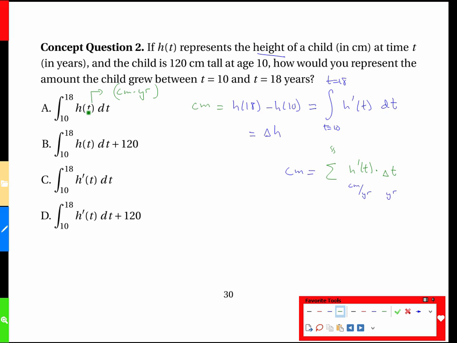We're almost done. This gives us the change in the child's height between 18 years and 10 years. And that's actually all we need. So in fact, this is the answer, C.